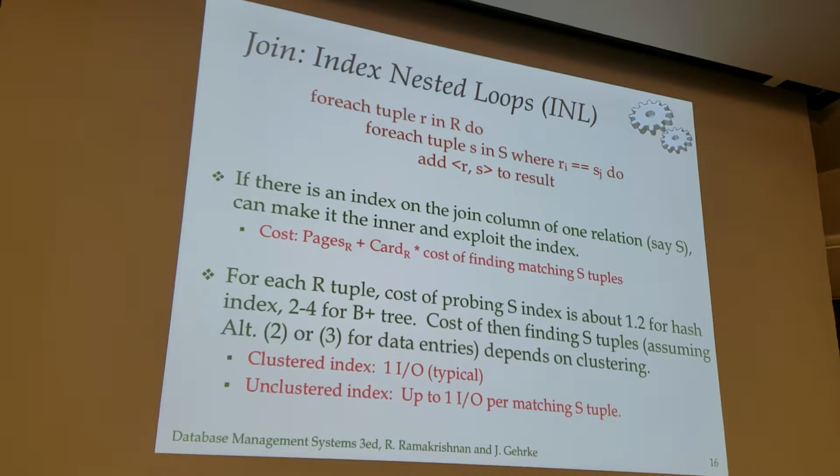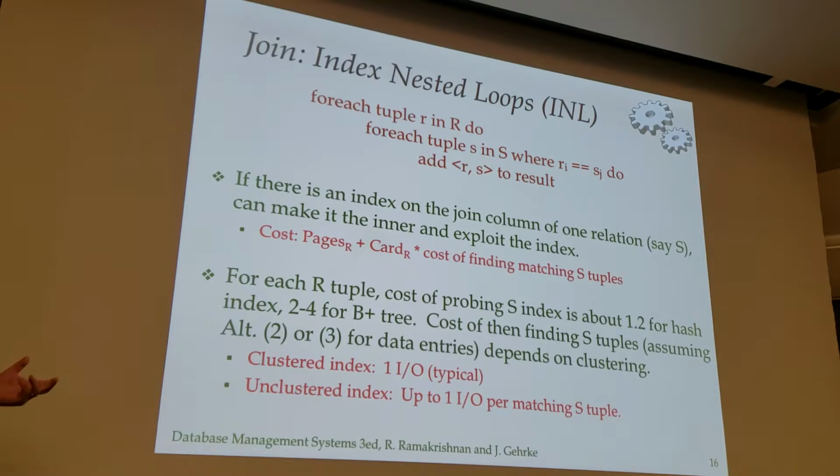So the cost is going to be looping through all the tuples of R, which we're going to do by looping through all the pages of R. So that's the pages of R. And now what we're going to do for every tuple in R, that's cardinality of R, we're going to see what we can do about finding the matching S tuples, and we'll have an estimate of what that cost is.